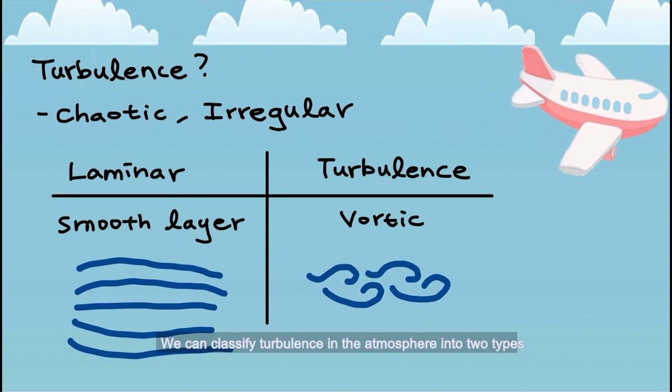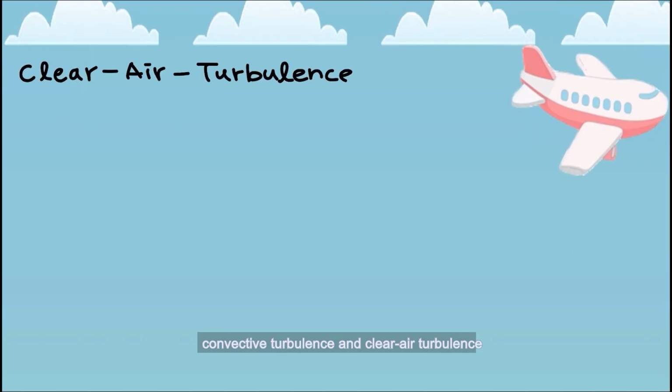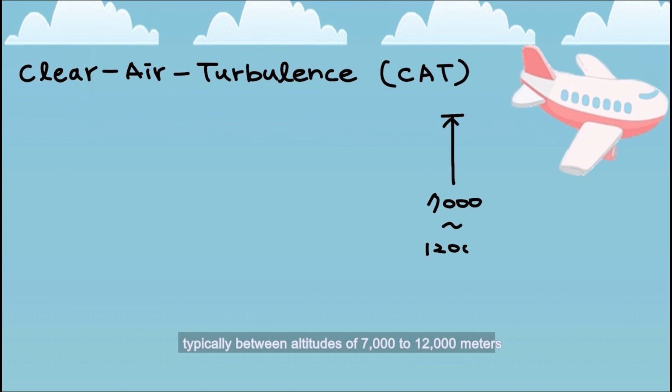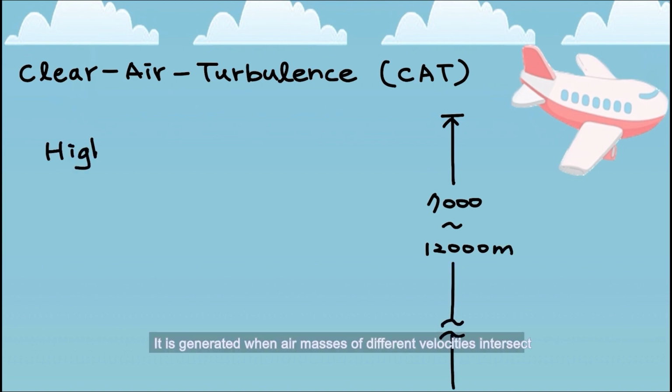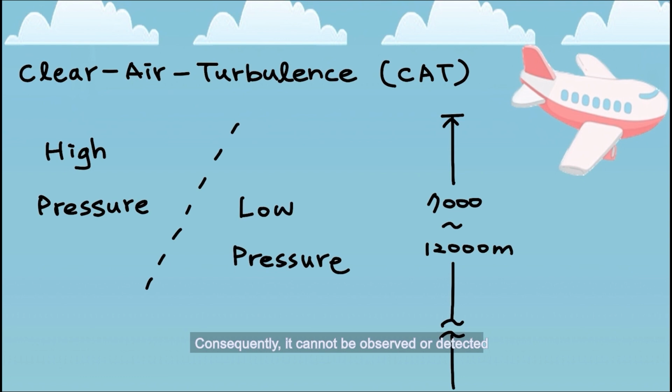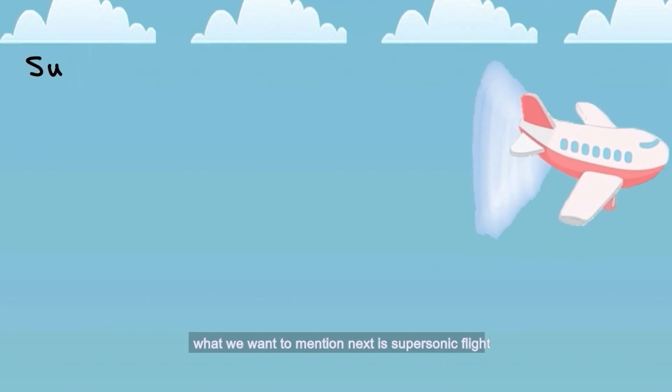We can classify turbulence in the atmosphere into two types, convective turbulence and clear-air turbulence. The more dangerous is the clear-air turbulence. Clear-air turbulence occurs mostly in the higher regions of the troposphere, typically between altitudes of 7,000 to 12,000 meters. It's generated when air masses of different velocities intersect, without any involvement of water vapor. Consequently, it cannot be observed or detected. Therefore, when an aircraft encounters this type of turbulence, it's the most dangerous and can potentially lead to situations like loss of control.